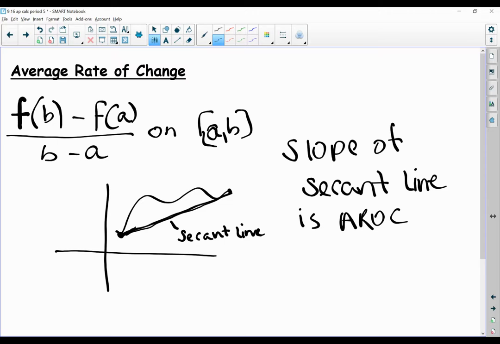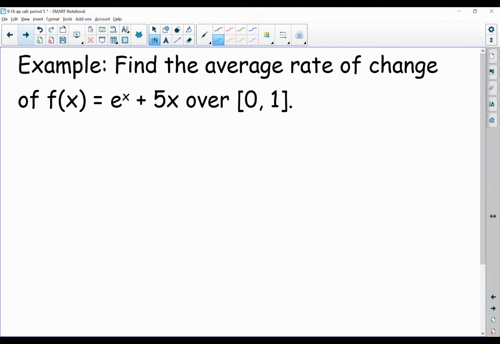Okay. So we're going to try a couple of questions. This first example: find the average rate of change of f of x equals e to the x plus 5x over 0 to 1. So go ahead and pause me. Try to find the average rate of change on this interval, and then we're going to go through and talk about it. So pause me.